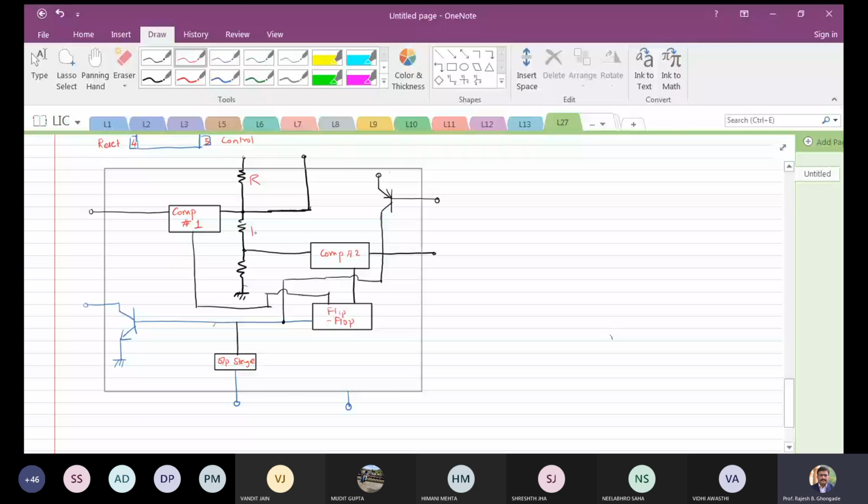So we have to first of all understand the basic timing concept. Okay. So I will try to discuss that now. The basic timing concept.